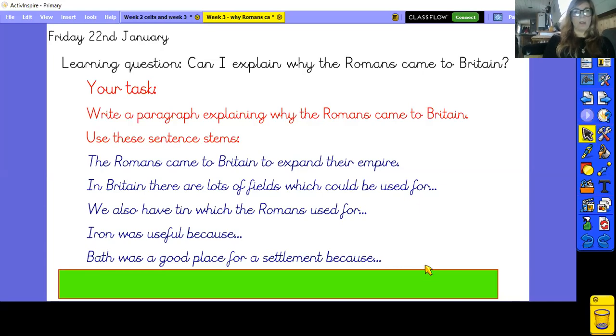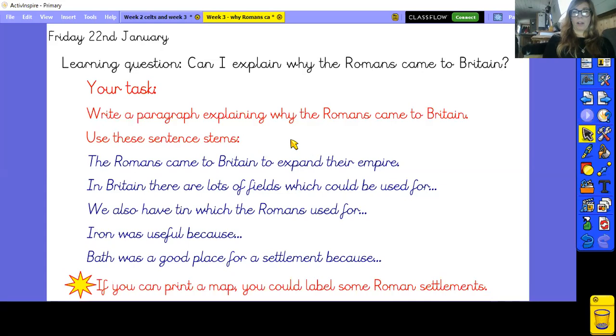Right, and then finally, once you have completed that, there is a second task, okay? So this is the optional bit where you might want to map. So if you're completing this first task, you can pause the video to complete that now. Okay, so then once you've completed that, if you're able to print a map, you can label some Roman settlements. So you can either go back in the video and see the map that I showed you earlier, which had some of those settlements on, or obviously you can just go online and Google Roman settlements and see what you can find there and see if you can label them on your own map.